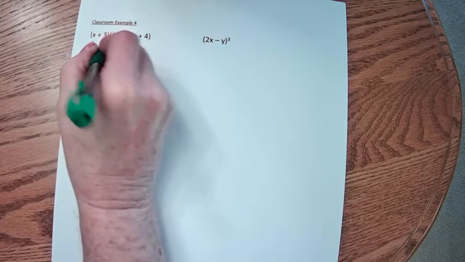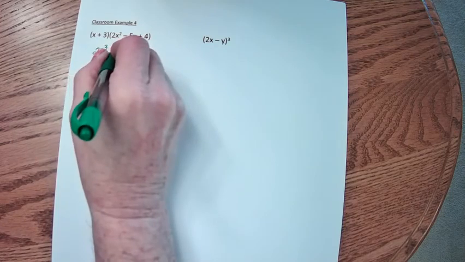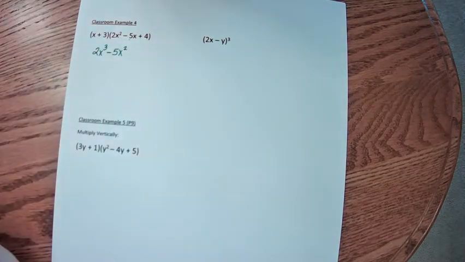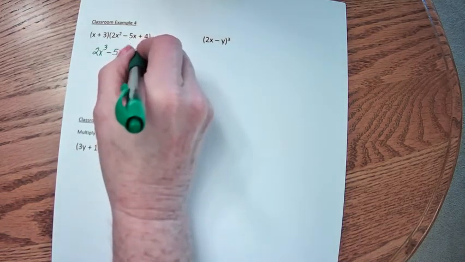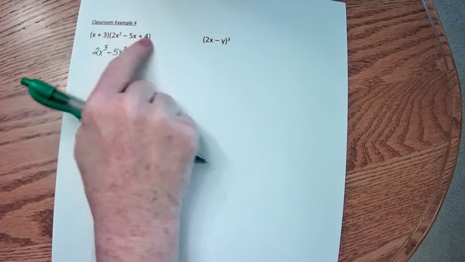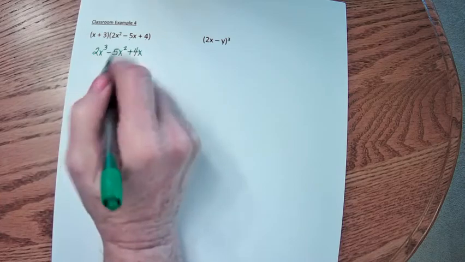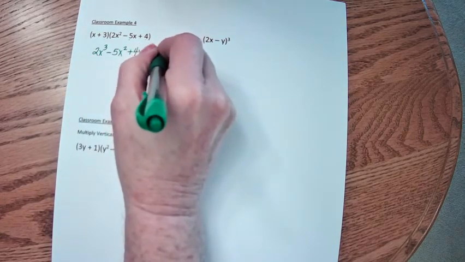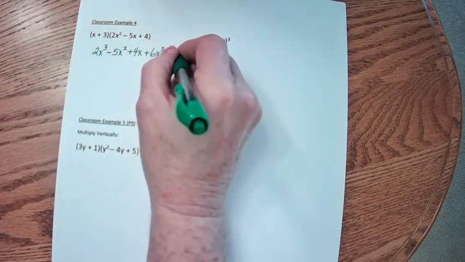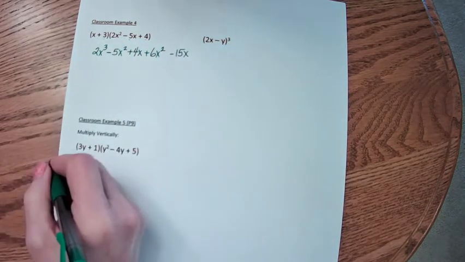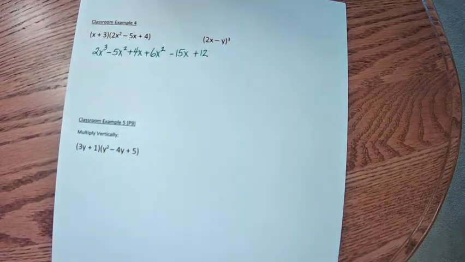That would become 2x to the third. Let's multiply this by x. That would become negative 5x squared. Let's multiply the 4 by x. We get a positive 4x. That's distributing the x to those three terms. Now we want to distribute the 3. 3 times 2x squared is 6x squared. Multiply that by 3. Negative 15x. Multiply that one by 3 and you get 12.